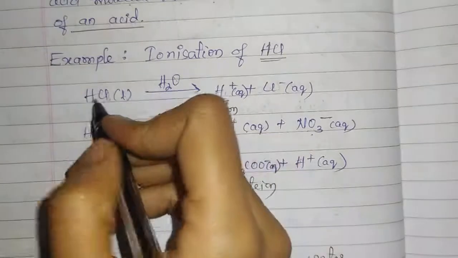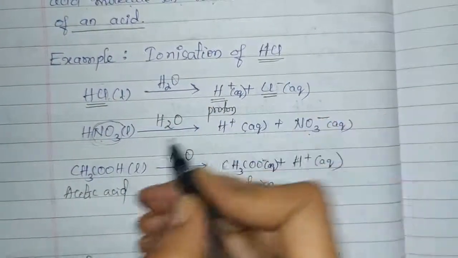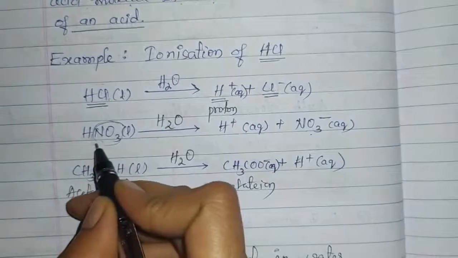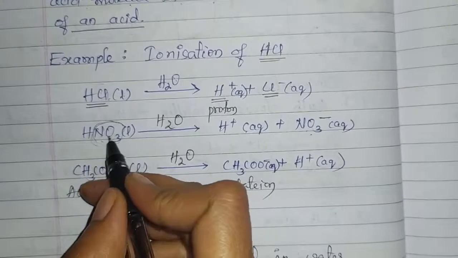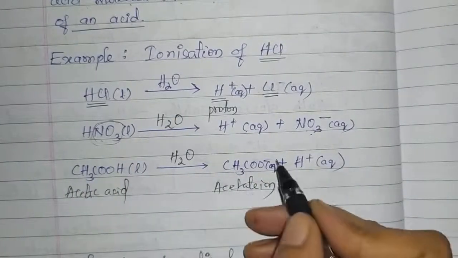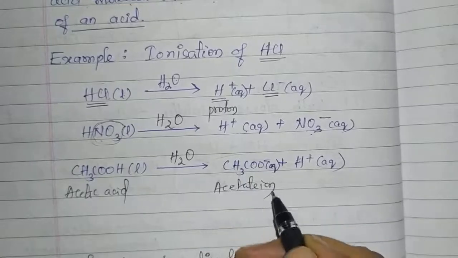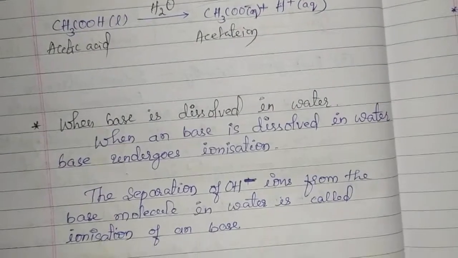If we have taken HCl, then the negatively charged ion will be chloride. If we have taken nitric acid, then the negatively charged ion will be nitrate. If we have taken acetic acid, then the negatively charged ion will be acetate ion. Let us see what happens when a base is dissolved in water.